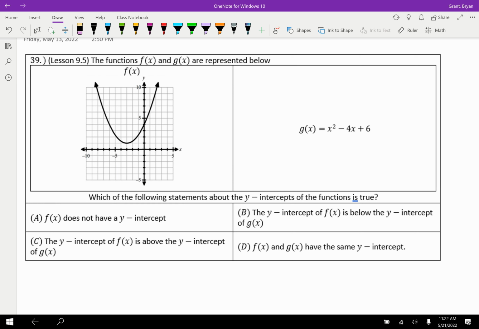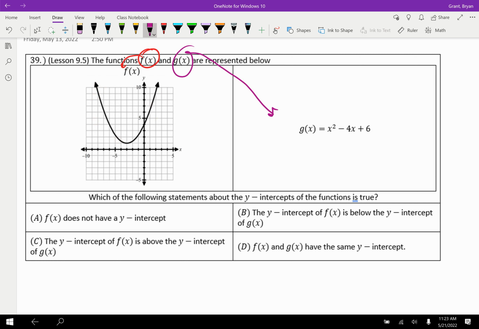We're on to problem 39, which pulls mostly from 9.5, but really most of topic 9 is going to help you out here, because what we're doing is comparing two different functions, two different parabolas in particular. We have the parabola f of x down here, which is beautifully drawn and given to us, and then we have the parabola g of x, which is over here, given to us as a quadratic equation.